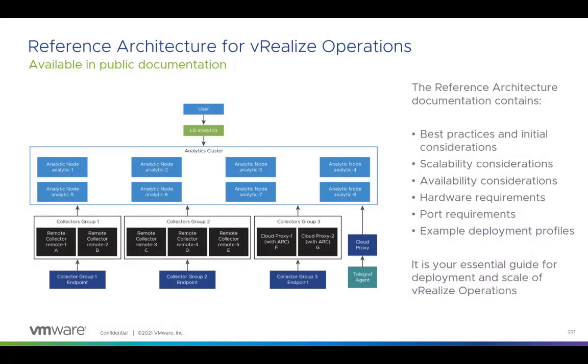Here's a diagram of the reference architecture for vRealize Operations. And again, this is for on-premises installations. This actually comes from a document in the public documentation set that you can easily find, and it's called the reference architecture. And it contains a lot of helpful information about best practices, initial considerations. It looks at different requirements for hardware, ports, high availability, continuous availability, scalability, and it gives several different deployment profile examples. So always refer to this guide. Have it handy when you're planning for a new deployment or a scale out of an existing vRealize Operations cluster.